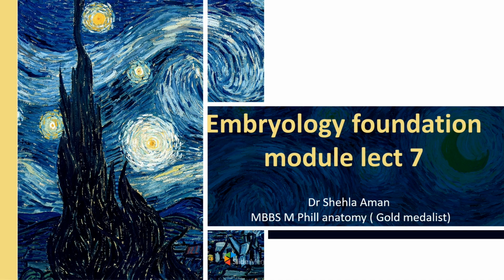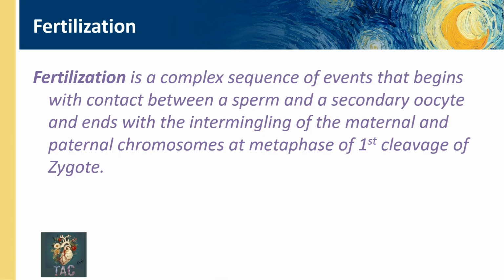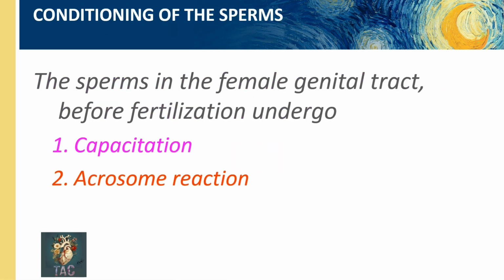In today's class, Embryology Foundation Module Lecture 7, we are going to discuss the process of fertilization. Fertilization is the complex sequence of events that begins with the contact between a sperm and a secondary oocyte and ends with intermingling of the maternal and paternal chromosomes at metaphase of the first cleavage of the zygote.